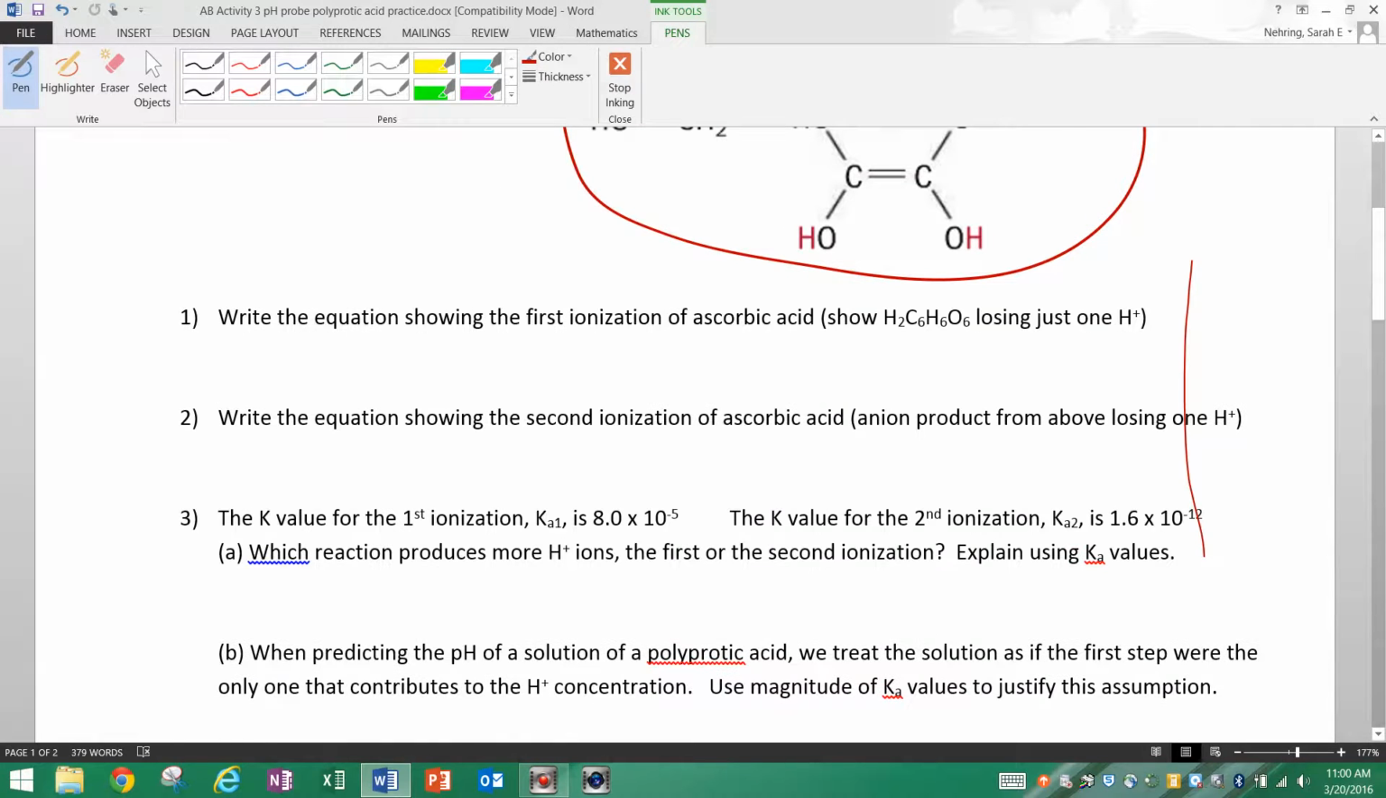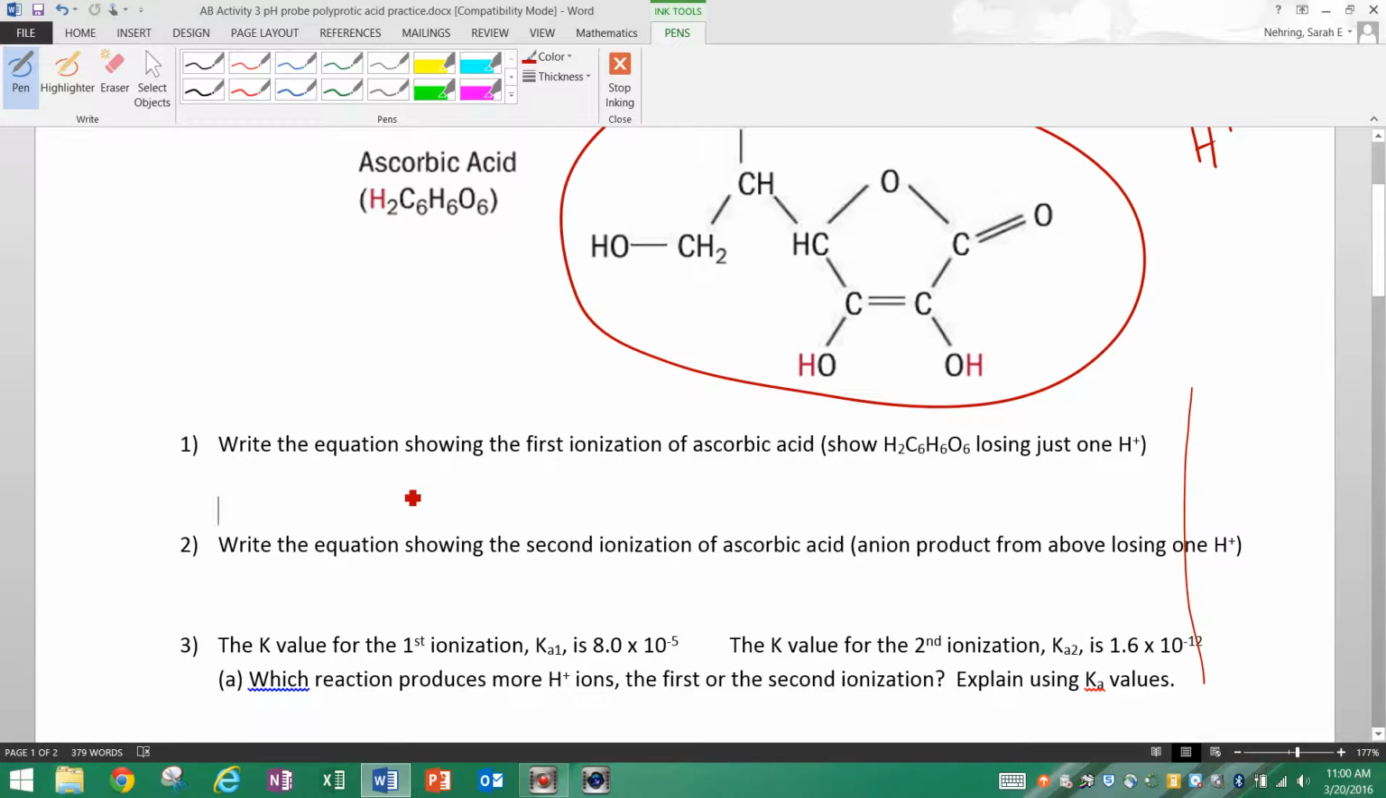So the chemical formula is H2C6H6O6. And with these polyprotic acids, we think of the ionizations as occurring in separate steps. So we write out separate reactions for each of the protons that this acid can lose. First we want to write out the step for the first ionization of ascorbic acid. It's going to give up just one hydrogen, and it's going to leave behind HC6H6O6, and now this has a negative charge.